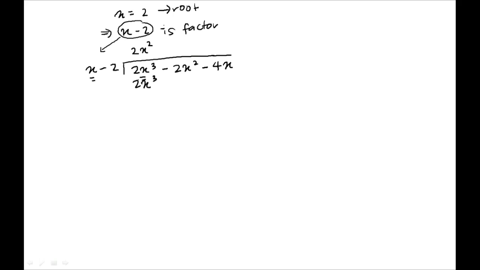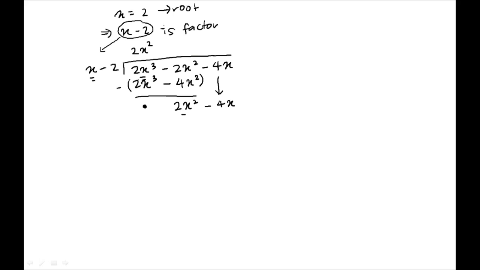2x squared times x, 2x cubed. 2x squared times negative 2, negative 4x squared, and then we need to minus this. 2x cubed minus 2x cubed, 0. Negative 2x squared minus negative 4x squared, minus minus positive, so negative 2 plus 4, positive 2x squared, and then we bring down this negative 4x.